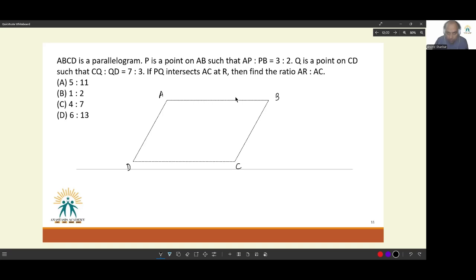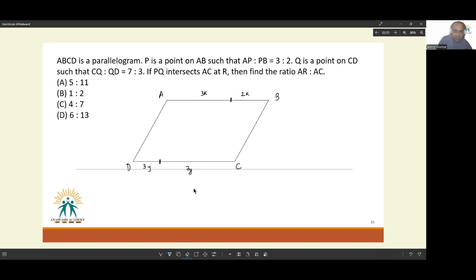So, wonderful. This is 3K. This is 2K. Q is a point on CD such that CQ is to QD, 7 is to 3. This is 7Y. This is 3Y. Okay. Now, because this is a parallelogram, can I say 10Y is equal to 5K?